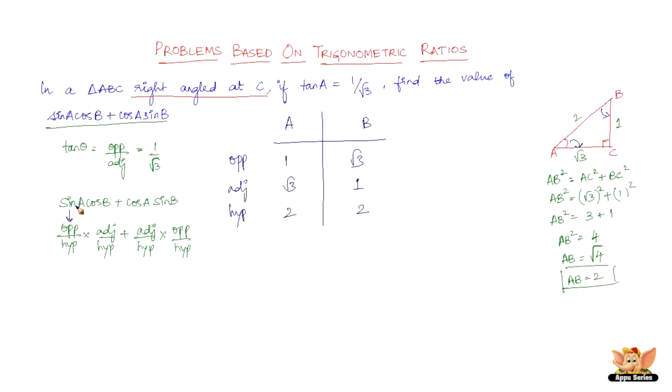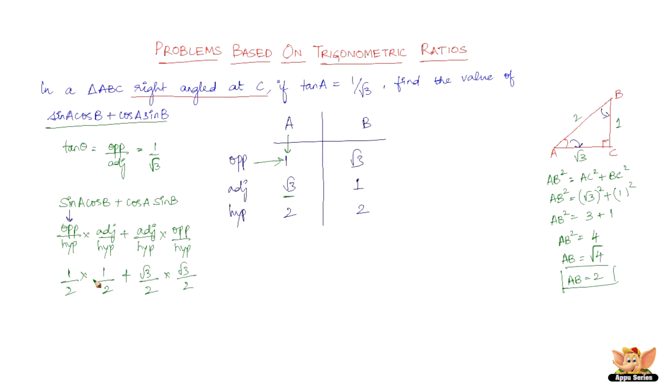So now we have sin A, which is opposite by hypotenuse. For sin A, the opposite is 1, so it's 1 by hypotenuse 2. And for cos B, the adjacent is 1, so 1 by hypotenuse 2. Plus, for cos A, the adjacent is root 3, so it's root 3 by hypotenuse 2. And for sin B, the opposite is root 3, so it's root 3 by hypotenuse 2.